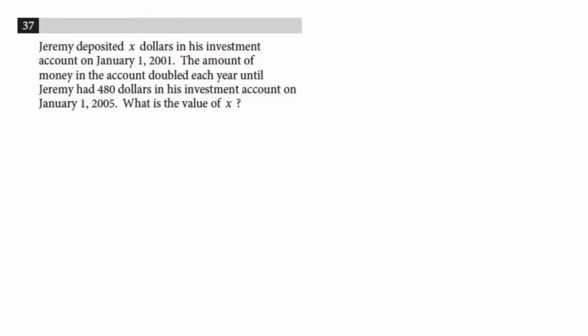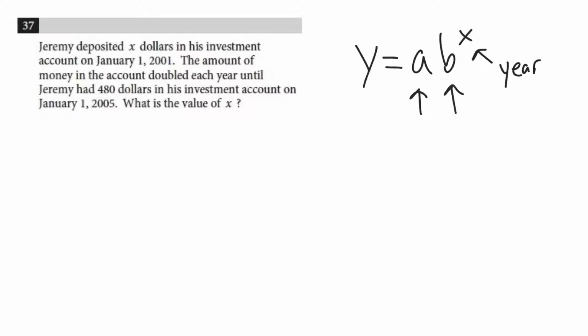Okay, so if he doubled each year, that's going to be an exponential function equals a b to the x, right? Where a is your initial value, b is your common ratio. Okay, and in this case, x is going to be years.